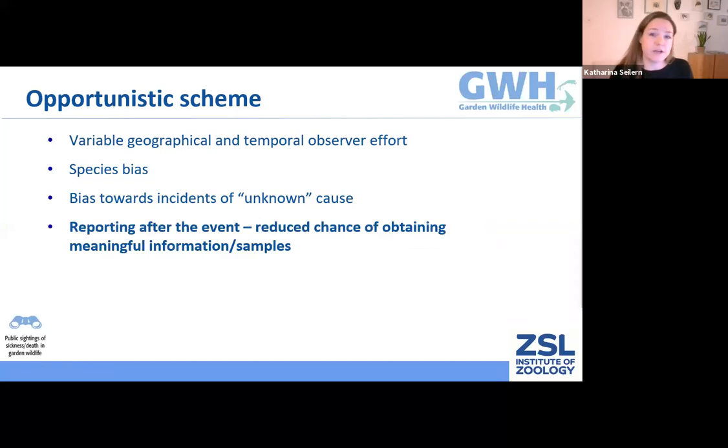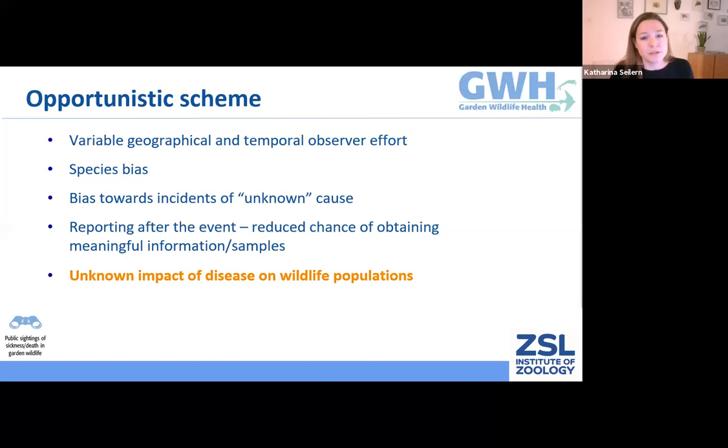Opportunistic reporting occasionally also means that people report after the event has actually happened, which means that we can't obtain any potential carcasses should they be involved, and we might lose some valuable data. And importantly, with opportunistic reporting always concerning individual or isolated cases, there remains an uncertainty around the impact that any suspected or ideally detected condition might have on the species on a population level.